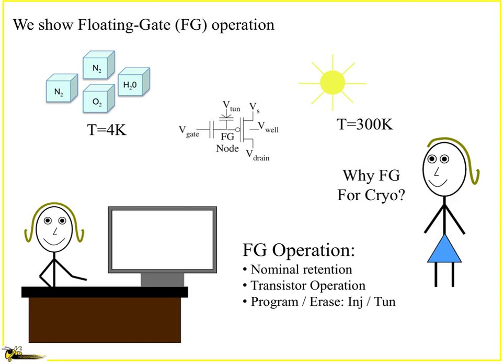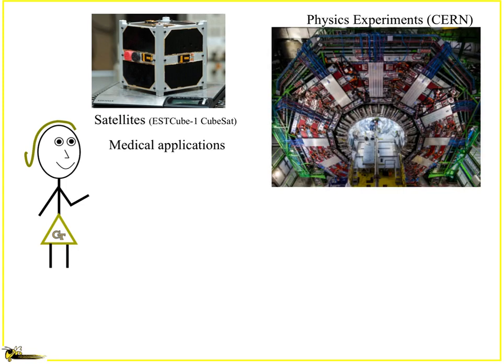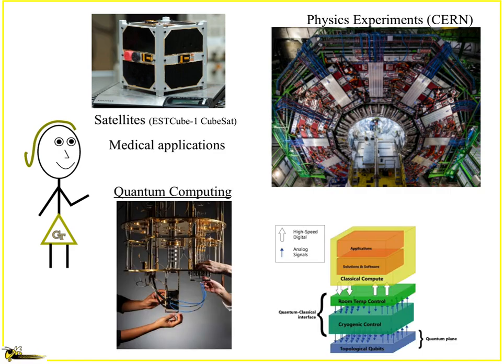Now, someone might ask, well, why on earth would you do floating gate for cryo? Well, thank you for the question. Because you might want it for satellites, you might want it for medical applications that operate at a whole range of different temperature levels. You might want it for all sorts of physics experiments, particularly, say, particles and so forth. As well as it's a very big deal for quantum computing, where part of it actually needs to be sitting at 4 degrees Kelvin or even smaller. And this could be an opportunity for doing interfacing at these spaces.